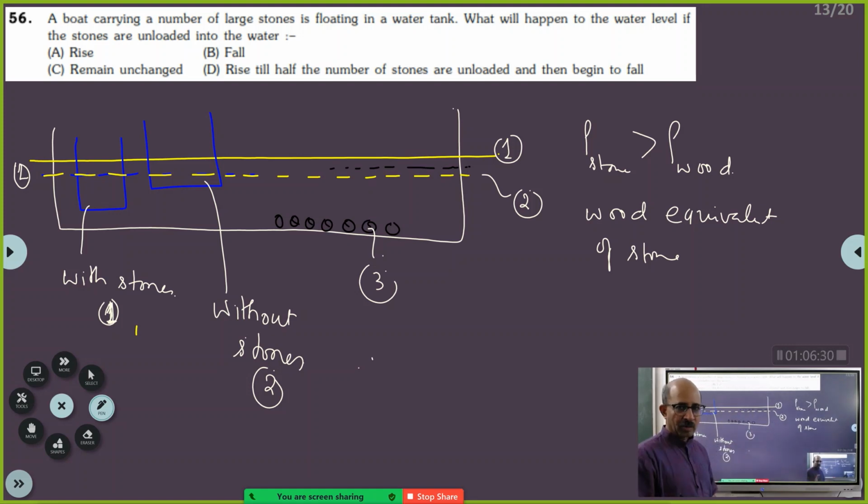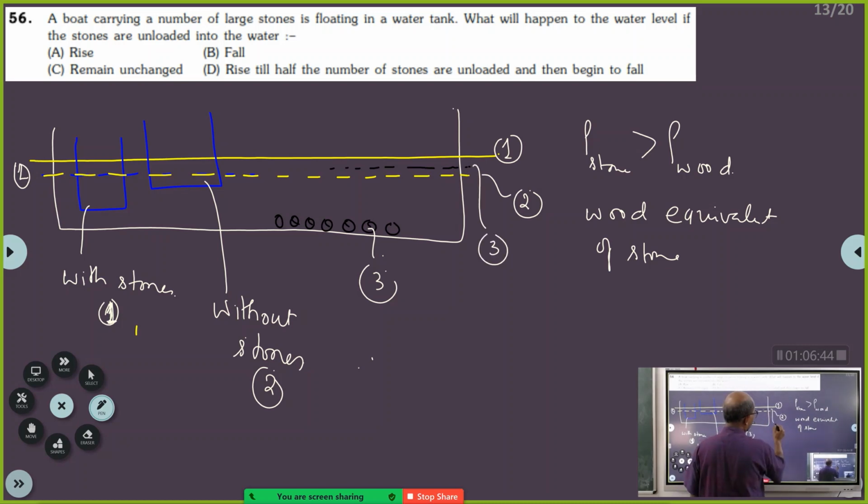Now the third situation. In the third situation, whatever stones I had removed, I am putting back in the water. Now the water level will rise to situation number 3. The stones I have removed, I have put in water, then the water level will rise. Got this logic?